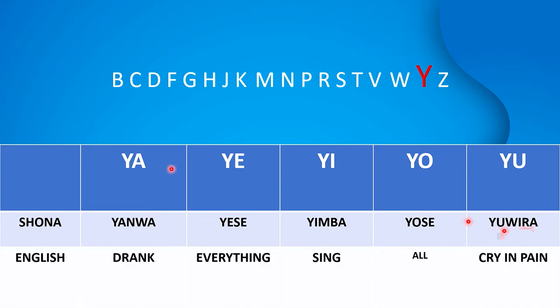So Ya, Yanwa. Ye, Yese. Yi, Yimba. Yo, Yose. Yu, Yuira. And this brings us to the end of this video.